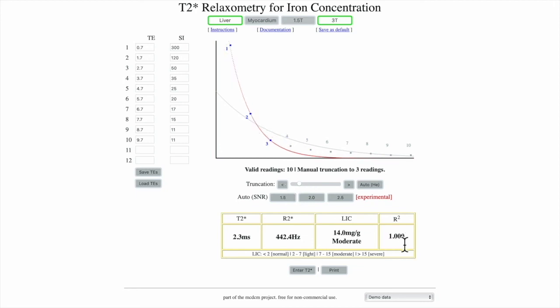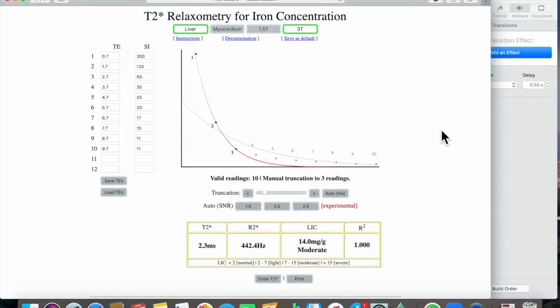Okay, so this is an R2 of 1, which is ideal. And now we have considered only 3 readings for our calculation. Now the T2 star value is 2.3 and it is in the moderate category. So without using the truncation method, we would have called this iron overload in the mild category, but actually it is in the moderate to severe category. So the truncation method is very important.